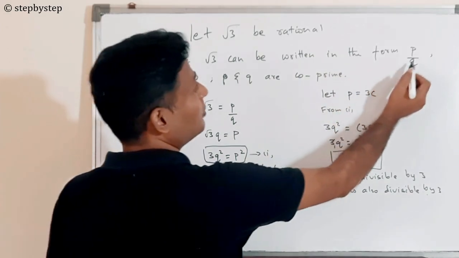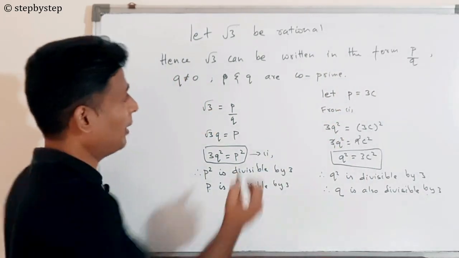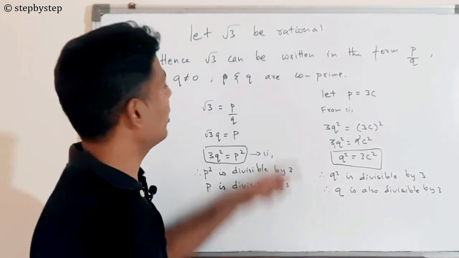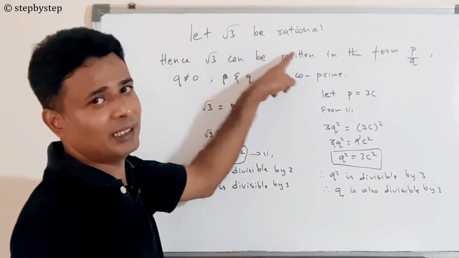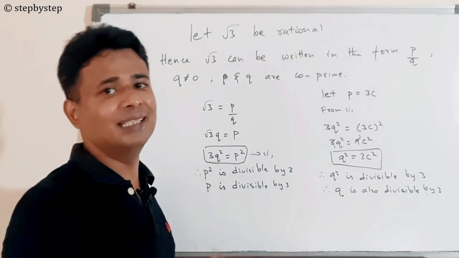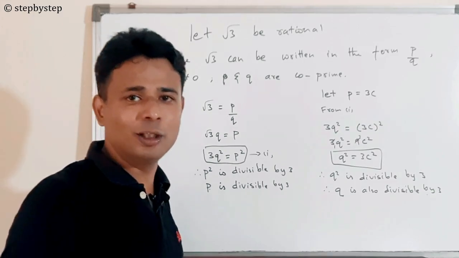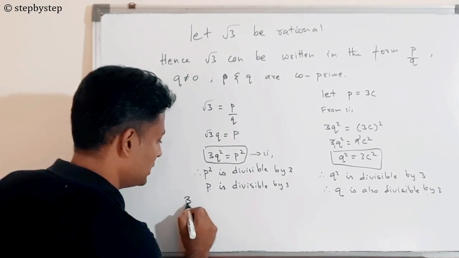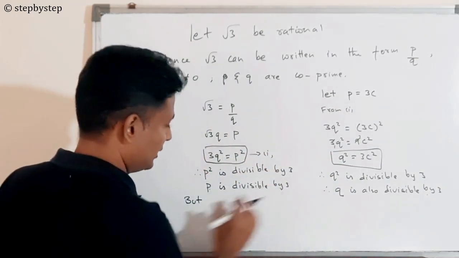But what was the assumption? That P and Q are co-prime, right? So how has this happened? This has happened because our assumption that root 3 is rational is wrong. Hence it is irrational. That is all you need to write. But after this is what you'll write.